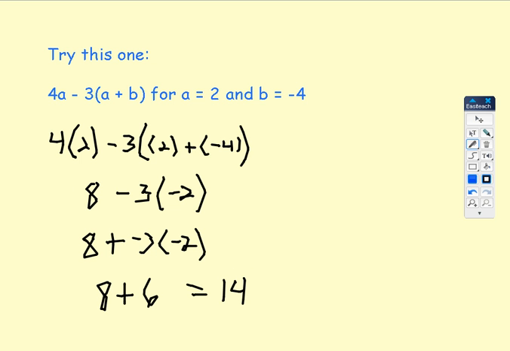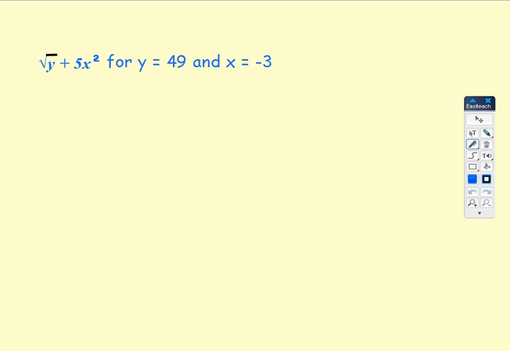Probably not going to have time to show you the next one. It might be a good idea for you to try this one, though. Let me show you how you substitute it. Square root of y, so the square root of 49, plus 5 times x squared, so 5 times, and I'm squaring negative 3. Actually, sorry, that's not right. It looks like that. You're putting the x in parentheses, and then it's keeping the squared outside. So, my fault. Why don't you try that one? I don't have time to show it to you because I only get 5 minutes on these. So try that one, and I'll see you tomorrow.